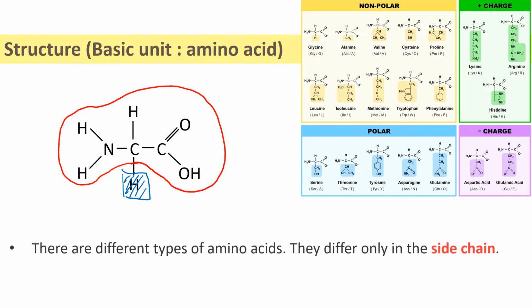So that's the second feature of proteins and amino acids. Unlike lipids, let's say, there are always glycerol and fatty acids. Unlike carbohydrates, there are different forms, but there are only a few. The basic unit for proteins, that is amino acids, there are 20 different types already. And each type only differs in their side chain.